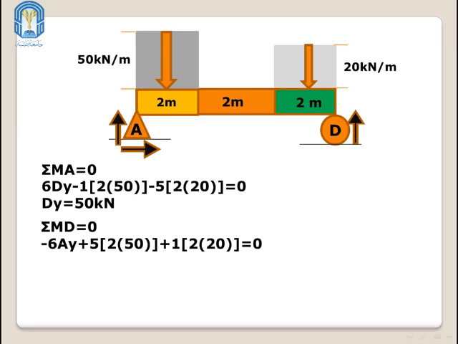For that, let us see. First, we have our reaction Ay. It will be negative because it has the clockwise direction, and our distributed force will be anti-clockwise as you see. We will do our calculation exactly as we did with the first one, and it will give us the reaction Ay.